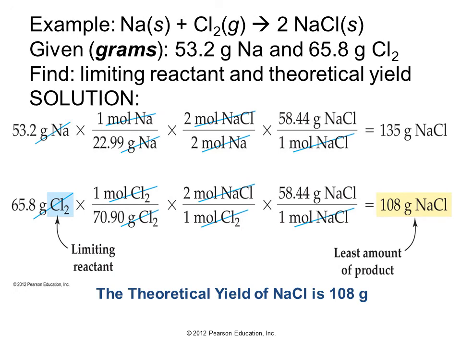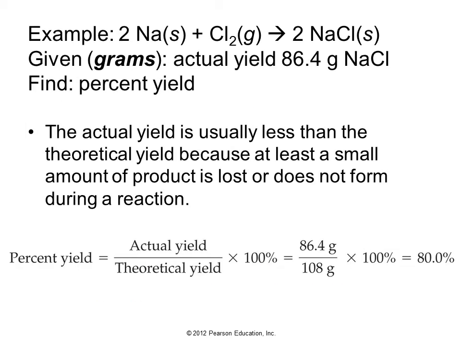Here are the calculations. 53.2 grams of sodium can produce 135 grams of sodium chloride. 65.8 grams of chlorine can only produce 108 grams of sodium chloride. Therefore, this is the least amount of product, and the chlorine then is the limiting reactant. The theoretical yield then is 108 grams of sodium chloride. The actual yield is usually less.